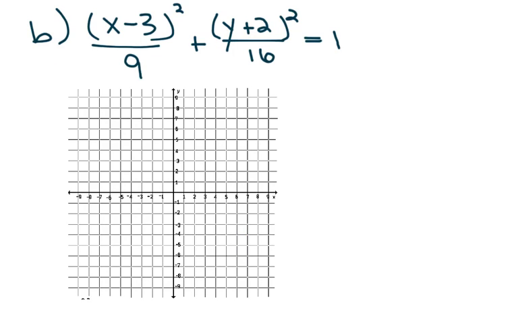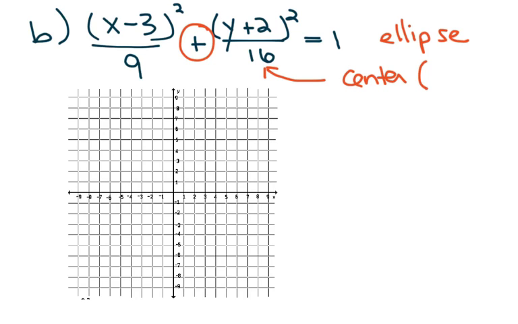Part B is an ellipse. The reason that I know it's an ellipse is because it's equal to 1 and it has that plus sign between them. Hyperbolas are the ones that have the minus sign between them. Since this is in the form, first thing I want you to notice, the larger number is under y. That means that the major axis is going to be elongated vertically, or along the y-axis. The center, remember, be careful, is at 3, negative 2. So I'm going to put a dot at 3, negative 2.